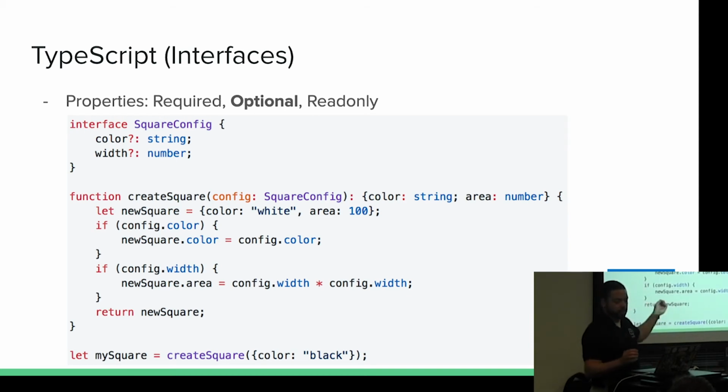And then we just create the square, and it returns a new square that has the new color, which is in this case black. But notice how we're only passing in color in this example. We're not passing in the area. So the area that we're going to get is 100 instead of some other area. So again, these are pretty contrived examples, but it is trying to demonstrate what you can do with required and optional.